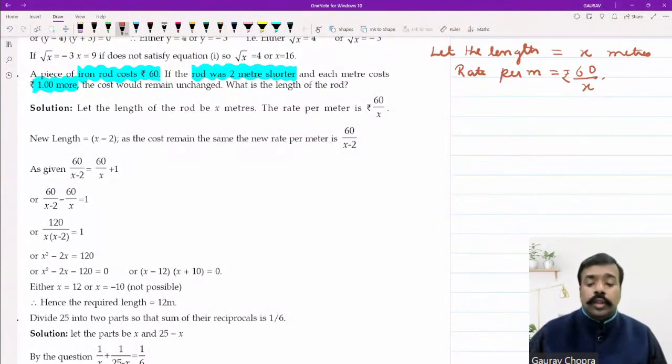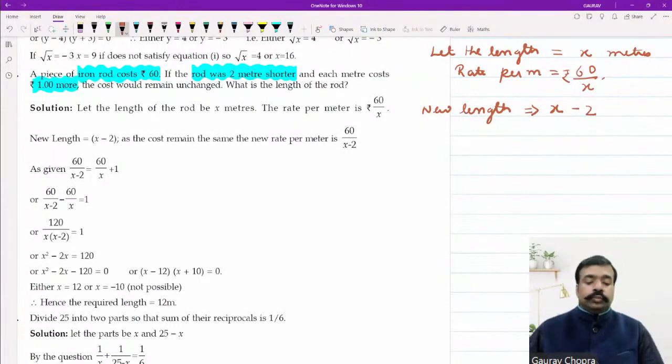Okay. Now the question says, if the new length is 2 meters short, so old length was x, and if it is 2 meters short, that is x minus 2.